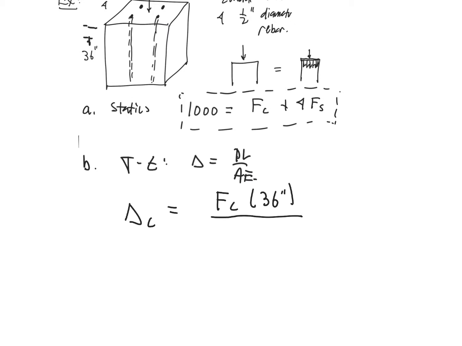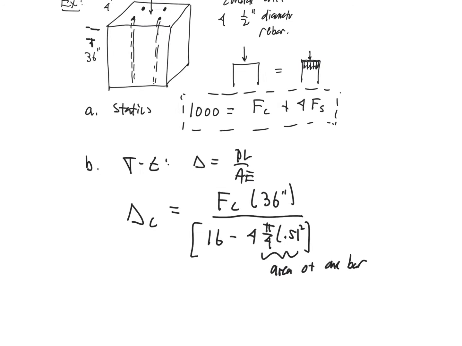Now here's where you've got to watch it. The area of the concrete is not 16. You have to subtract out the holes that are made by the steel. So for the area of the concrete, we would have 16 minus 4 bars that are pi d squared over 4. So pi over 4 times the diameter squared. So that is the area of 1 bar. So that would be the delta of the concrete.